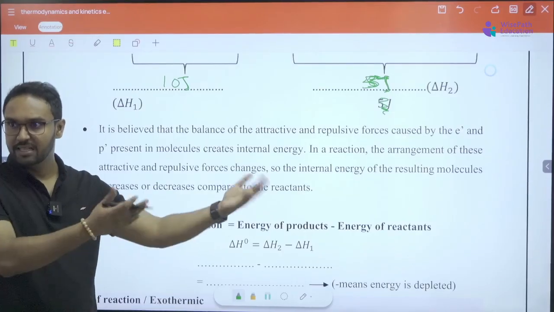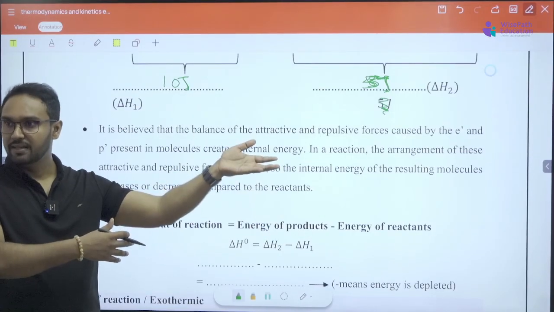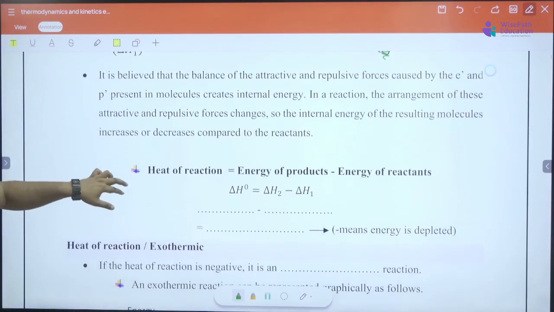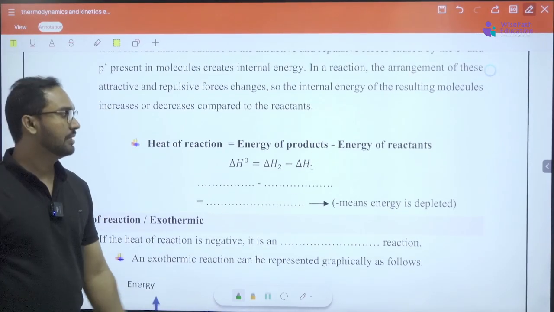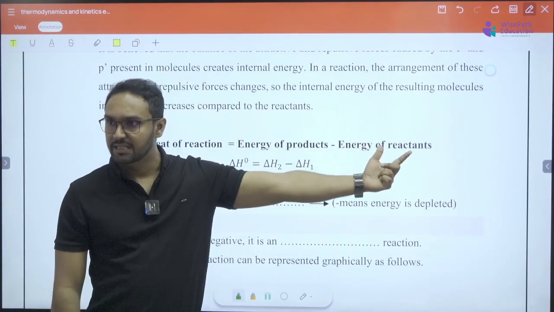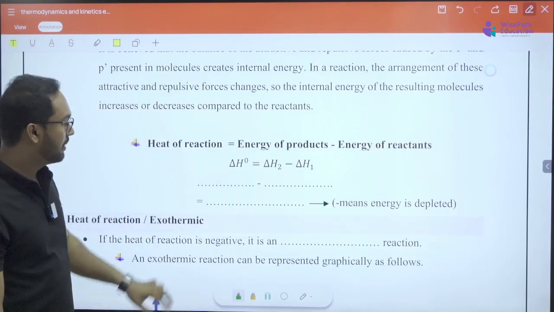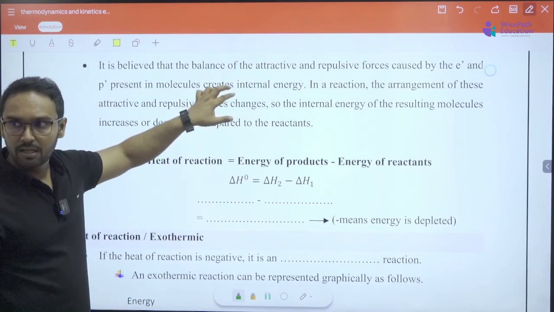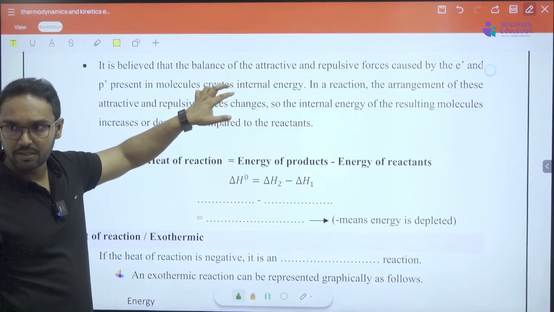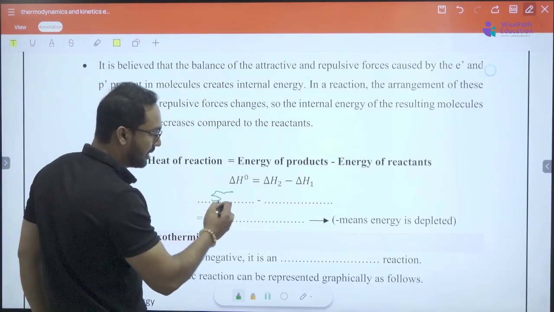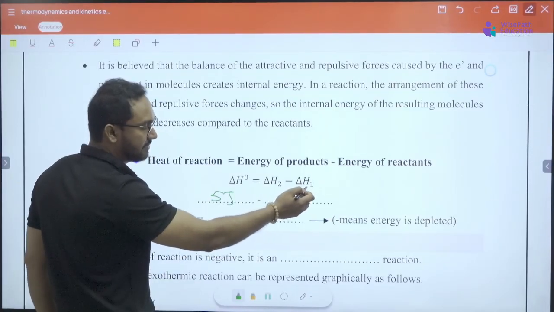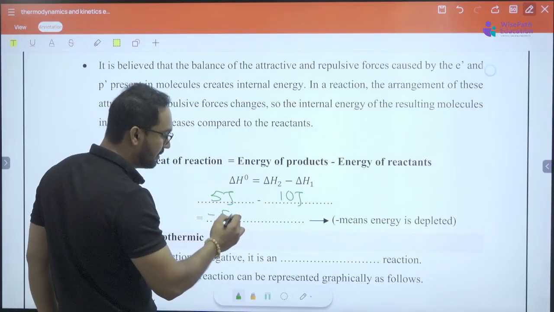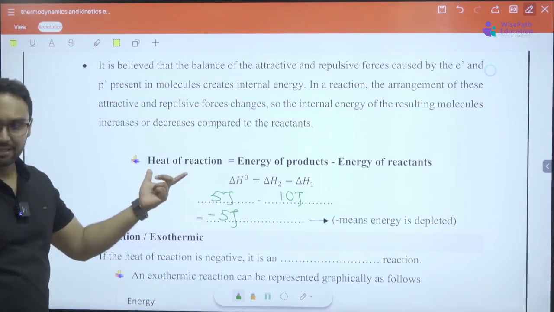With the rearrangement, in some cases energy is released, and in others energy is absorbed, right? So the heat of reaction is equal to the energy of the products minus the energy of the reactants. So in the above case, delta H2, the energy of the product, was 5 joules. And the energy of the reactants, delta H1, was 10 joules. And the answer is what? Minus 5 joules. And this is the heat of reaction.